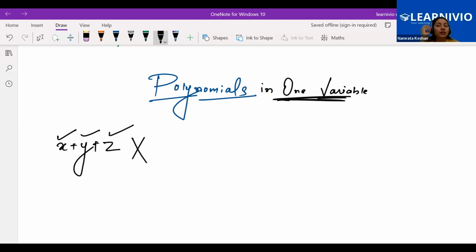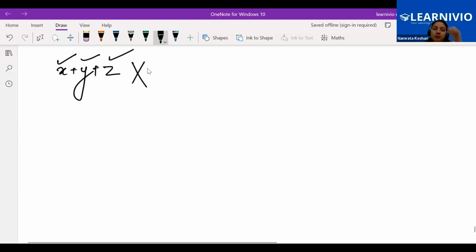If x is there, only x has to be there. If y is there, only y has to be there. Now, what is the criteria to be a polynomial? There is only one criteria, that is the power or the exponent of the variable has to be a whole number. So if I am writing x square plus 2, and the question is, is it a polynomial? Is it a polynomial, Sara? Yes, it's a polynomial.